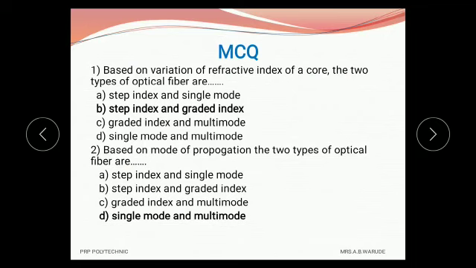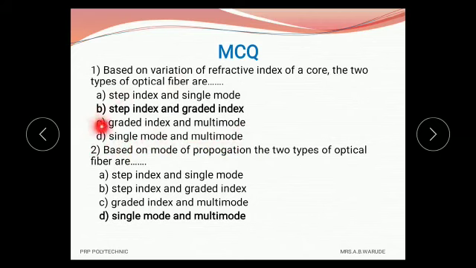Now we see MCQ, multiple choice questions. Question number 1 is based on variation of refractive index of core, the two types of optical fiber are: Option A is step index and single mode. Option B is step index and graded index. Option C is graded index and multimode. Option D is single mode and multimode.